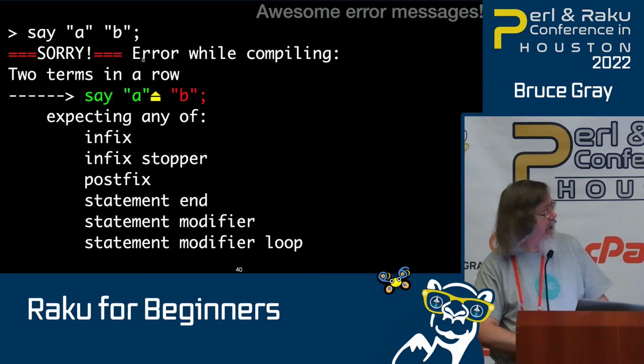Similarly, if you leave out the operator, it gives you an error: two terms in a row. Say, all right, you need a term after that. There's a term. Now there's got to be something else. It's got to be one of these. I won't go into what all these are, but it's definitely not two terms in a row.